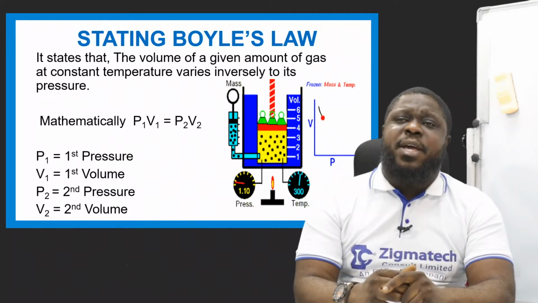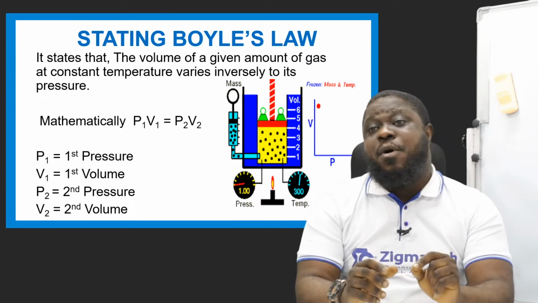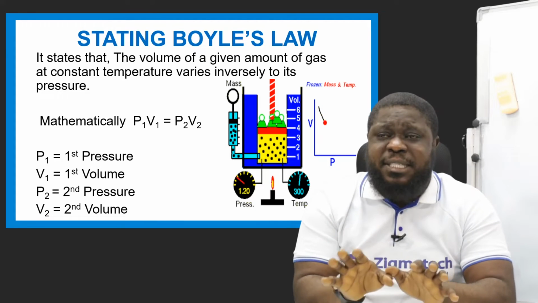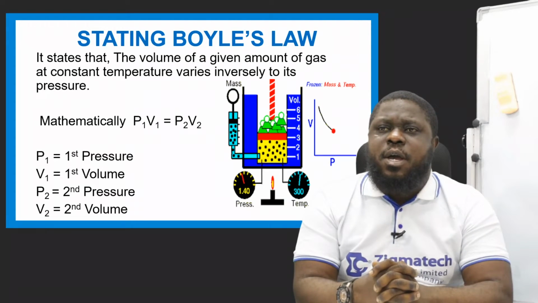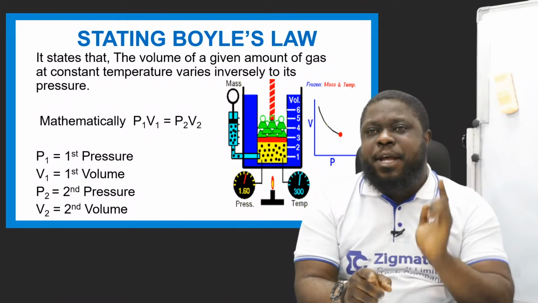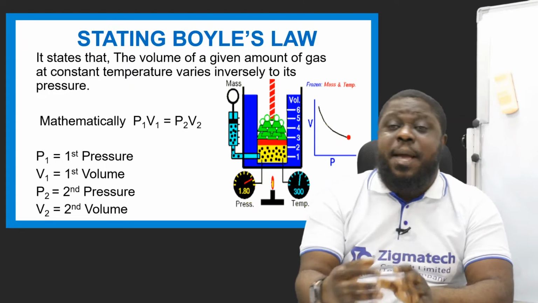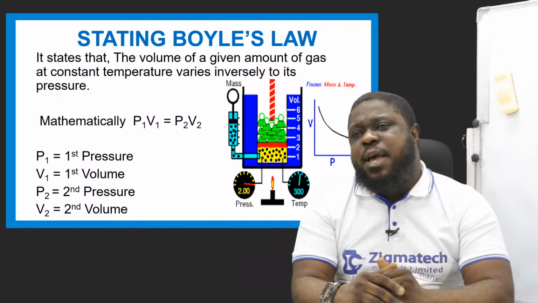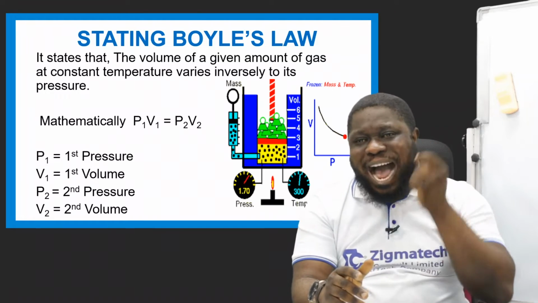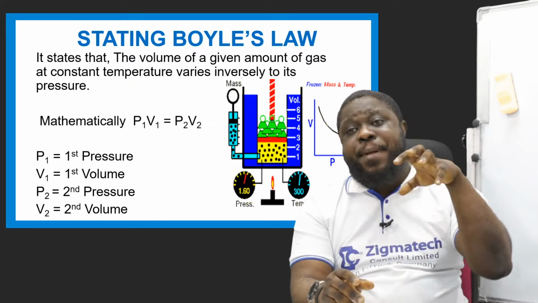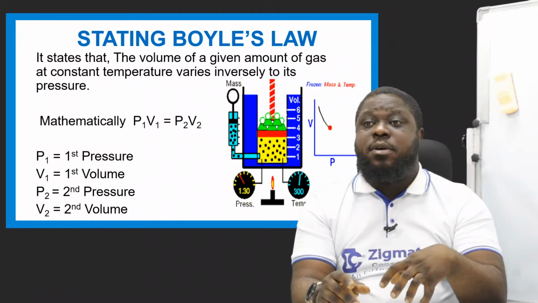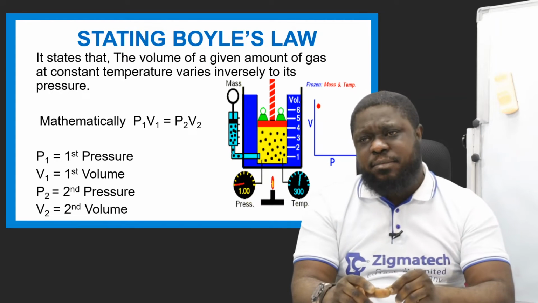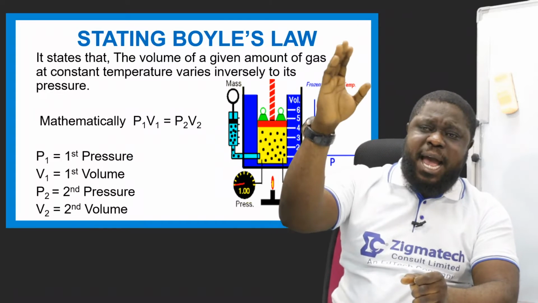It states, the volume of a given amount of gas at constant temperature varies inversely to its pressure. In essence, if the temperature is constant, the volume and the pressure will not be equal. When the temperature is the same, the volume and the pressure will not be equal. So at the temperature, as the pressure is acting on the volume of the gas, the volume of the gas will be what? Increasing.